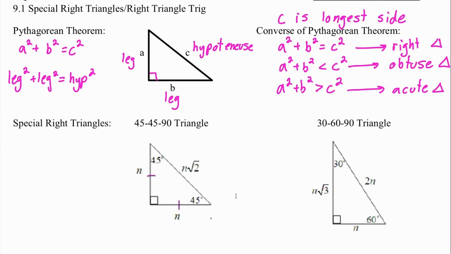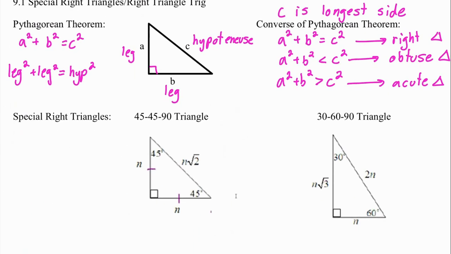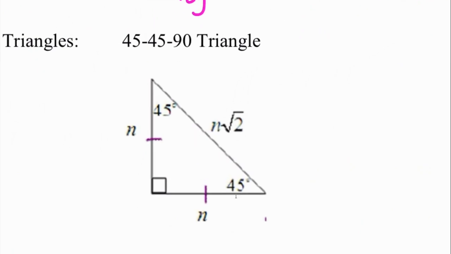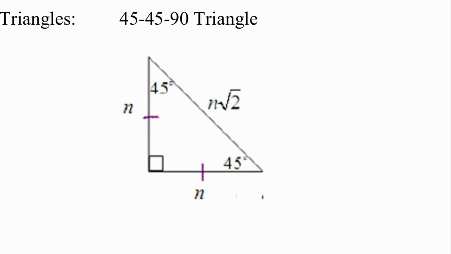All right, and then we should also know that special right triangles exist. There are two types of special right triangles. The first one is a 45, 45, 90 triangle. This happens when we have two congruent sides. Each of those would be called n, and we have 45 degrees in each of these angles. So each of those legs would be the length n, and then the hypotenuse would be n times the square root of 2.